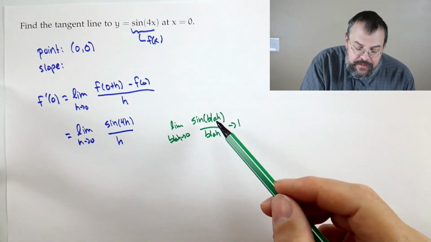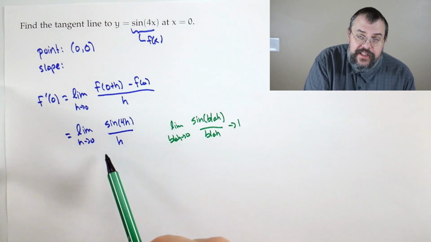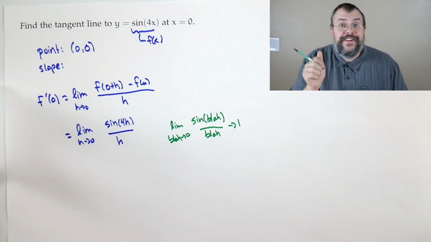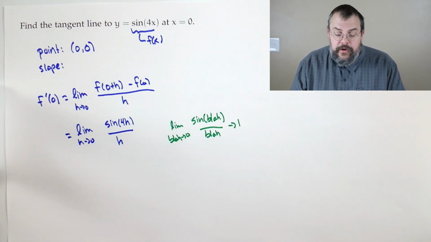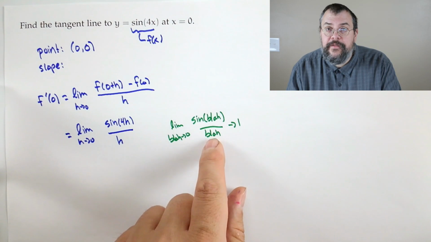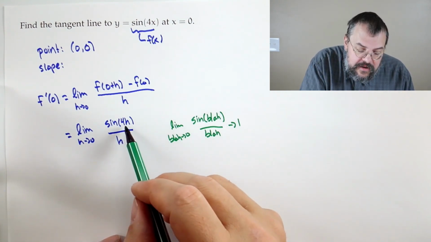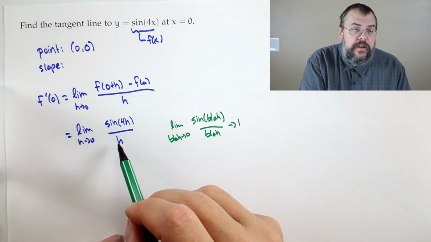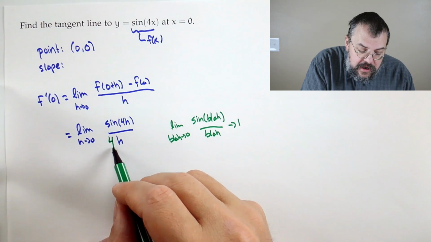We have sine of something for h over, well, it's not quite the same thing downstairs. Not yet. But if it were, then we could pull this fact out. So how do we make this look like the inside? Well, the only difference is there's missing a 4 downstairs. Well, that's easy to fix. We put a 4 here.